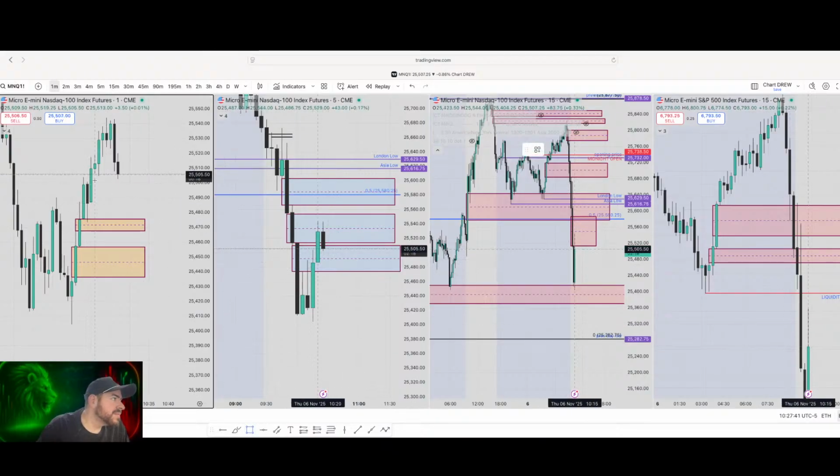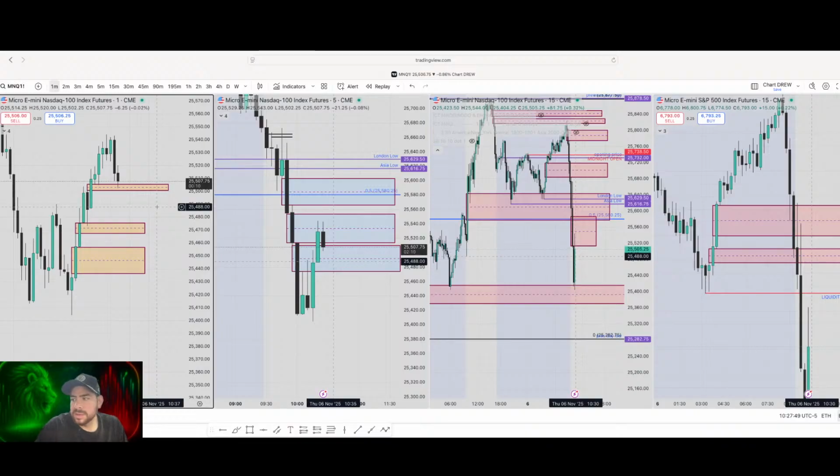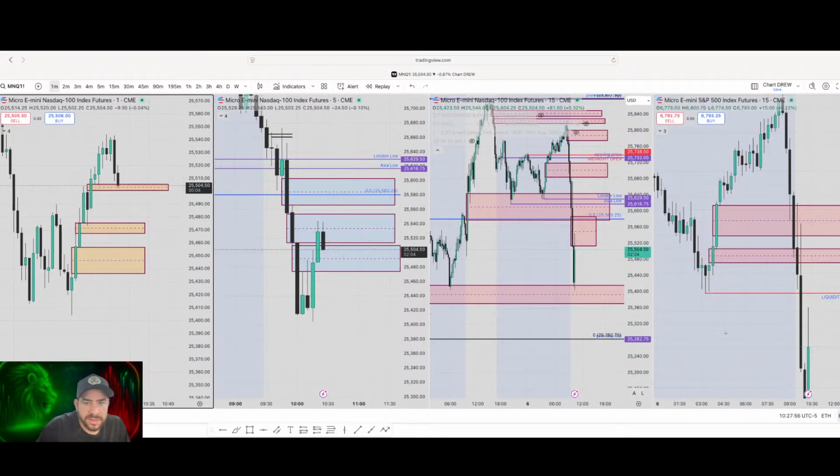Got this little gap here. Could have potential. This little gap here. It's kind of small. Could have potential. Let's see.